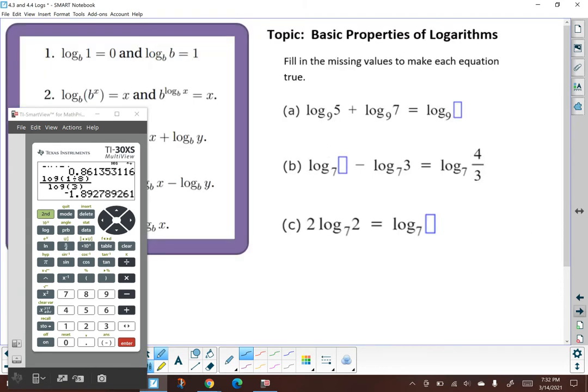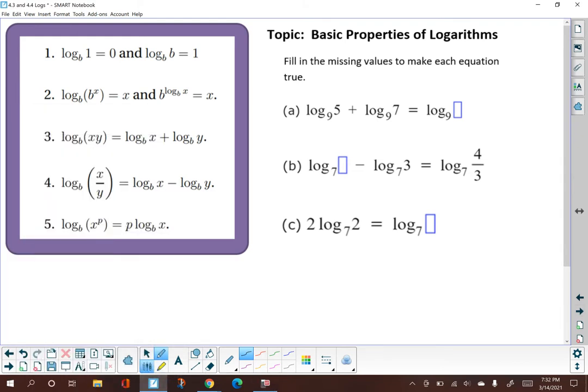Okay, the next topic is just the base properties of logarithms and using them. So we've got 5 properties, and these properties are on your reference sheet. Our first property we've already used a little bit, log base b of 1 is 0 for any base, and log base b of b is 1 for any base. The 3 properties we're going to focus on here are these bottom 3.